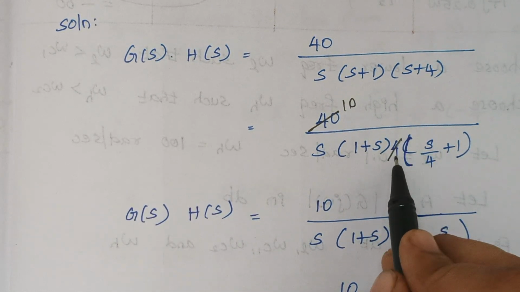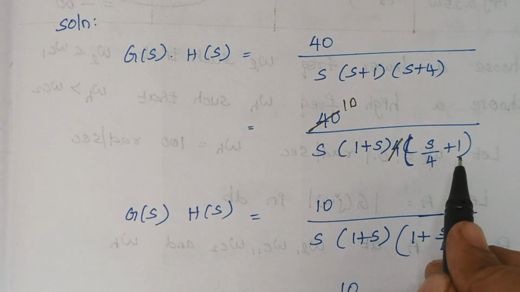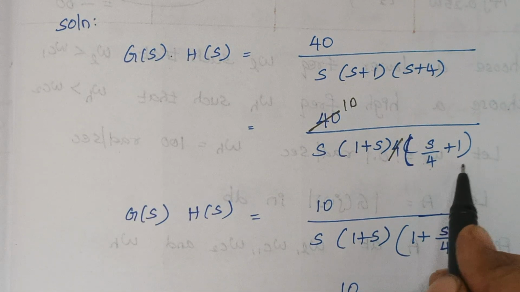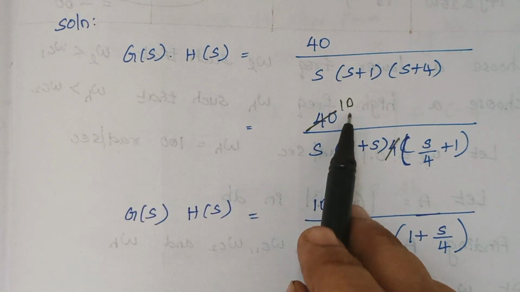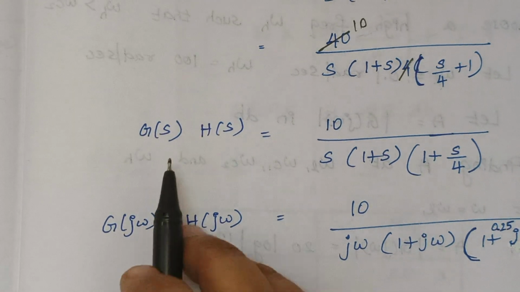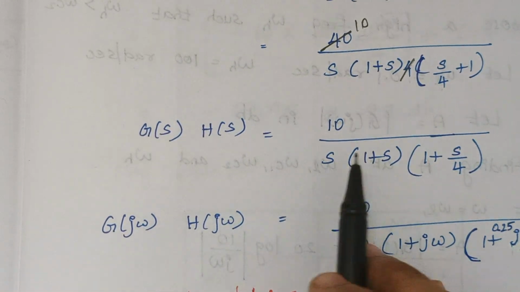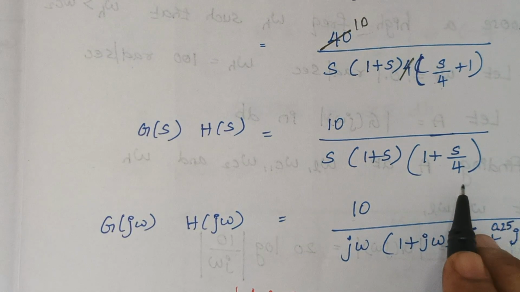When I have taken number 4 outside, the remaining terms will be s by 4 plus 4 by 4, which becomes 1. Now this 40 and 4 cancel each other. Here we are getting the answer as 10. So in the next step, G(s)H(s) is given by 10 divided by s into 1 plus s, 1 plus s by 4.